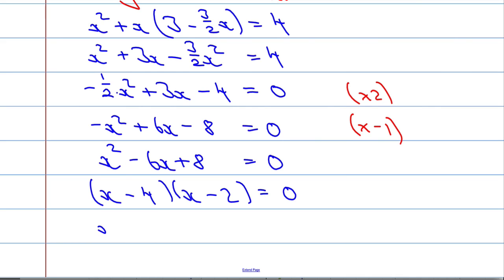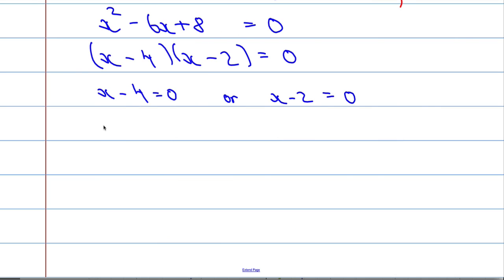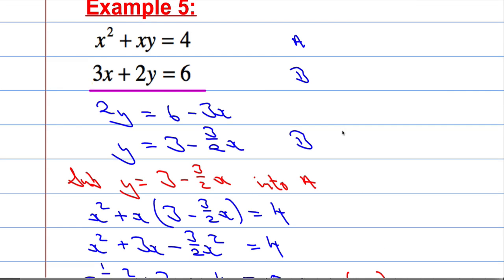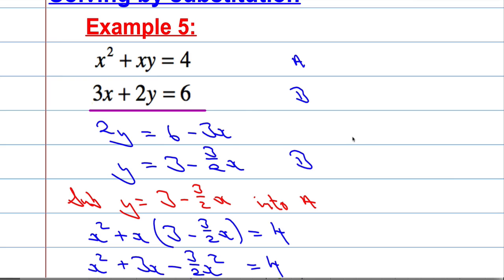So that's spot on. That means x minus 4 is equal to 0, or x minus 2 is going to be equal to 0, which means that x equals 4 or x equals 2. And then we're going to substitute these guys back into one of the equations. So let's go all the way back up here. Which one is the best to use? I'm not too happy with this one because we have a fraction. So let's go with this one here.